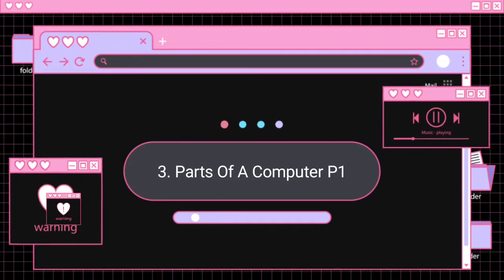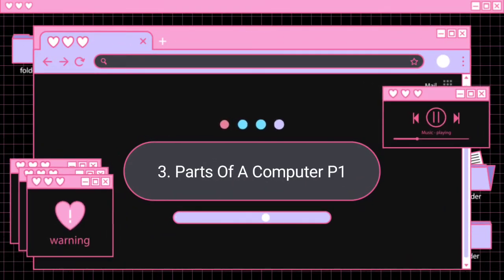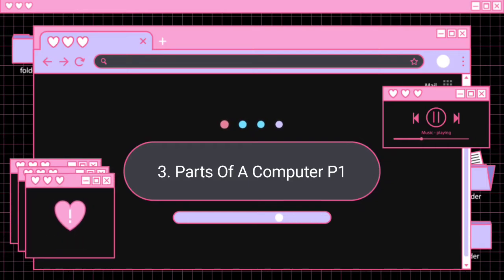Today we are going to learn the new lesson of Introduction to Computers, Standard 2nd, lesson number 3, Parts of a Computer. So dear students, watch the video carefully.